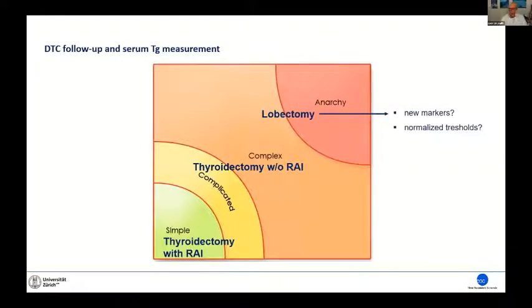Moving to a graphical conclusion, using thyroglobulin in patients treated with radioiodine is simple. In patients treated with thyroidectomy but without radioiodine, it is between complicated and complex. Using thyroglobulin in patients treated with lobectomy moves to anarchy, and for this reason, new markers or normalized thresholds are warranted.